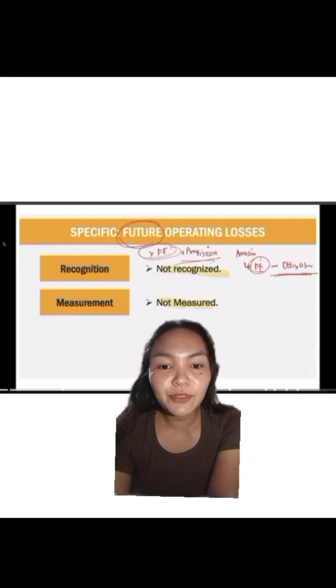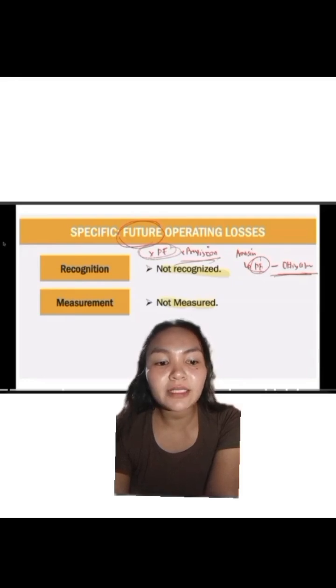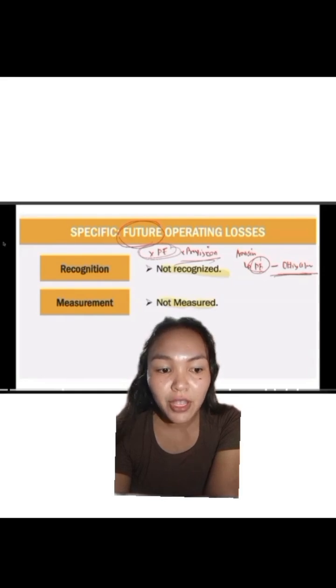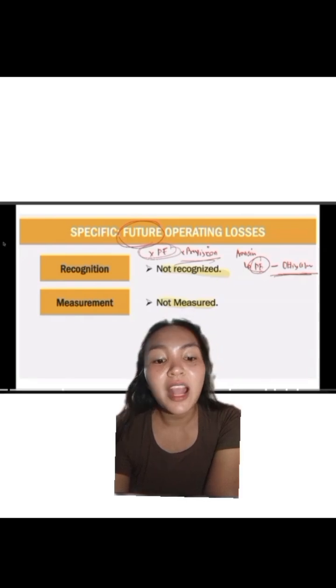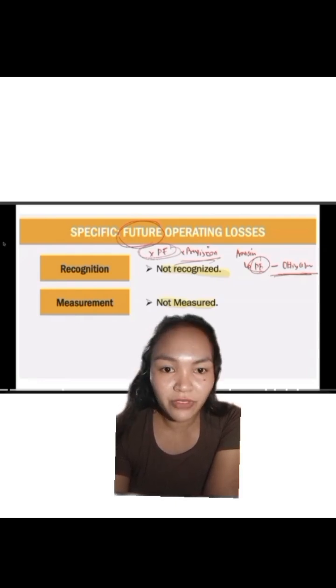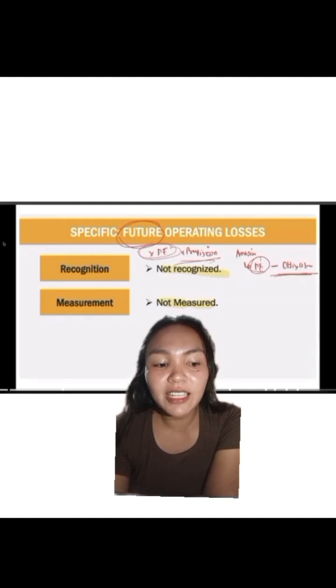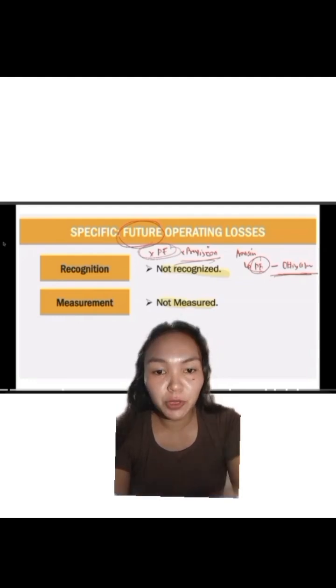So let's move on to the different types or some items specifically defined or discussed under PAS 37. First, you have your future operating losses. Under this, we do not recognize but we will measure it. There is no past event, so you can't have your provisions. So this means it cannot be recognized and is not measurable.